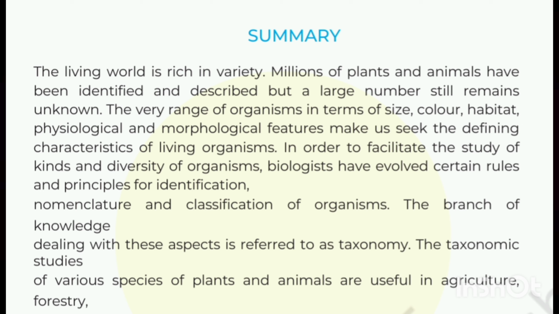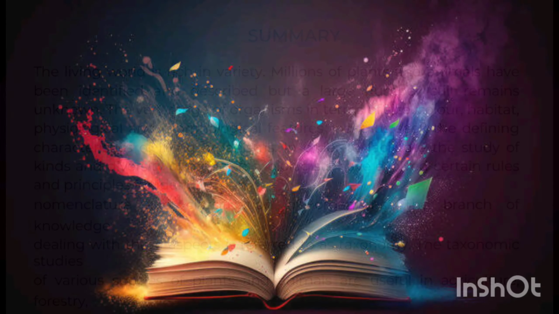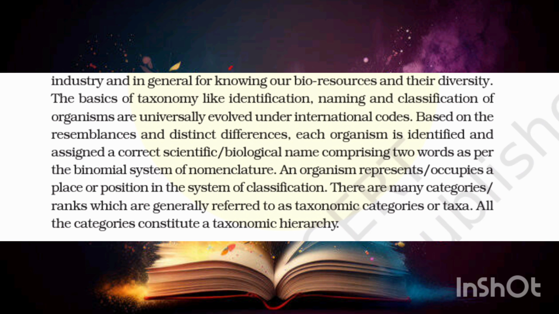The branch of knowledge dealing with these aspects is referred to as taxonomy. The taxonomic studies of various species of plants and animals are useful in agriculture, forestry, industry, and in general for knowing our bioresources and their diversity. The basics of taxonomy, like identification, naming, and classification of organisms, are universally evolved under international codes.